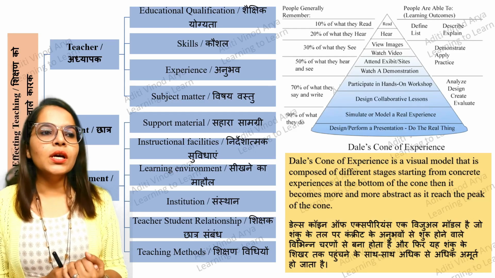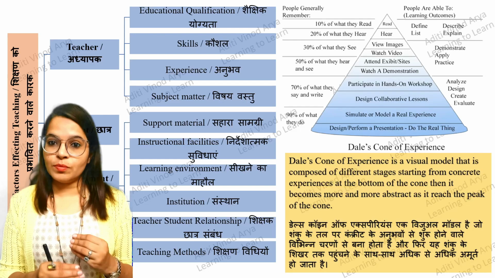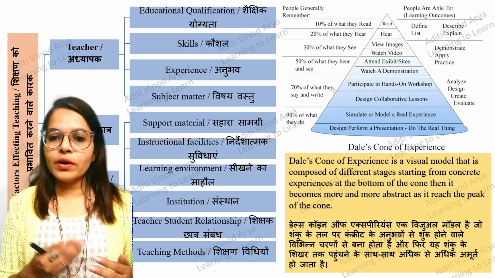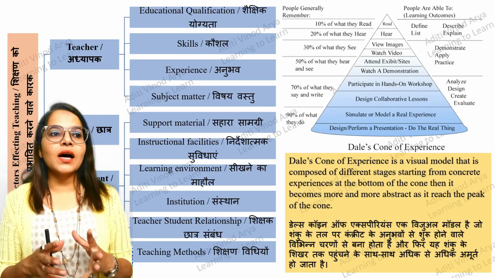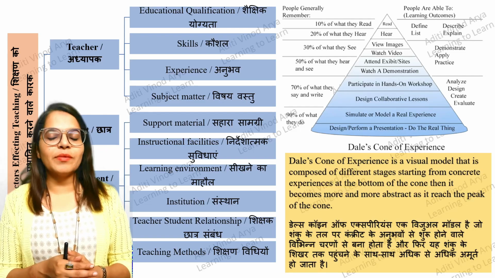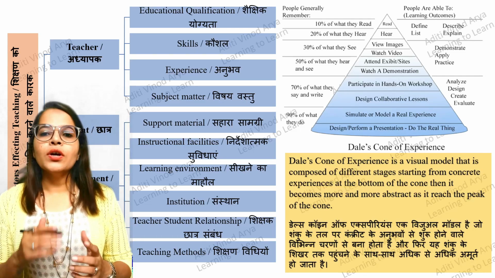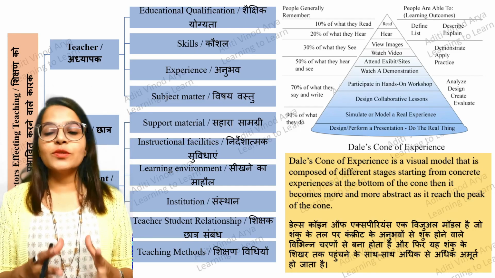Factors affecting teaching refers to various things that affect the teaching process. So if you are a good teacher or a bad teacher, it depends upon various things. Some of the things are based on the teacher, some of the things are based on the student, and some of the things are based on the environment as well. So first is teacher. As a teacher, you should have subject expertise.